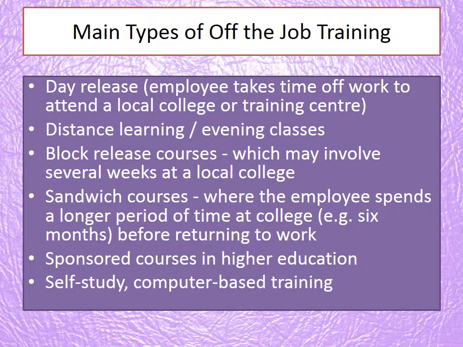So the main type of off-the-job training is things like day release. So the employee takes time off from work to attend a college or local training centre. It could be distance learning or evening classes. You might have block release courses where you might have several weeks at a local college and then come back to work. Sandwich courses, where it could actually be a longer period of time, like 6 months or so, and then you return to work. And then you could have sponsored courses in higher education or self-study, so computer-based training.